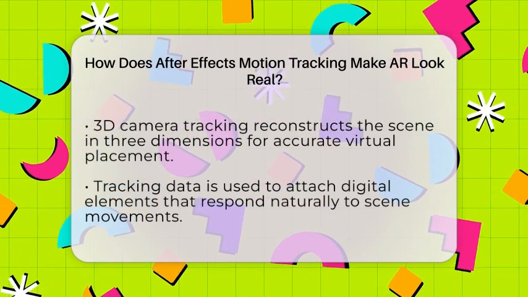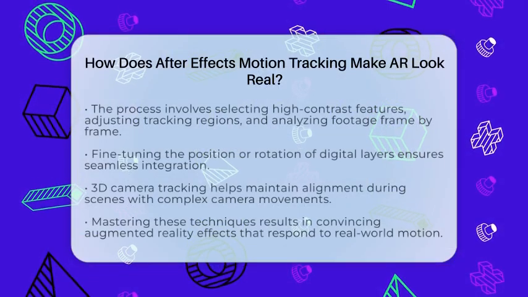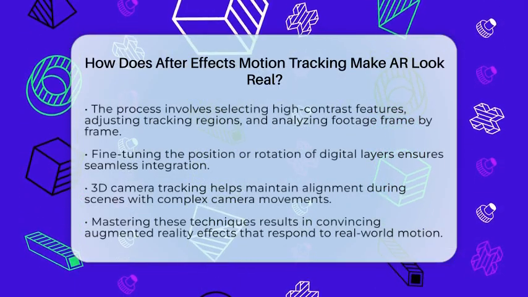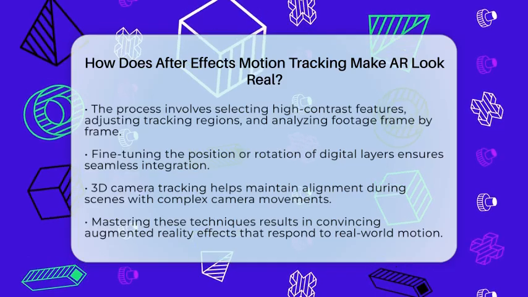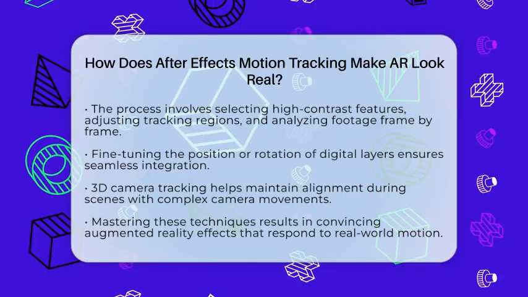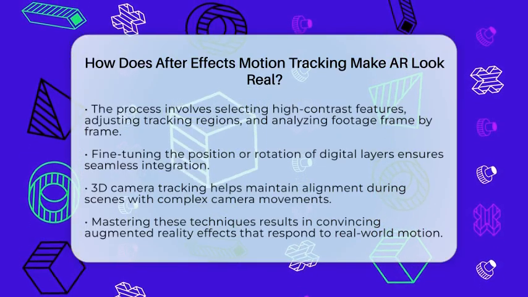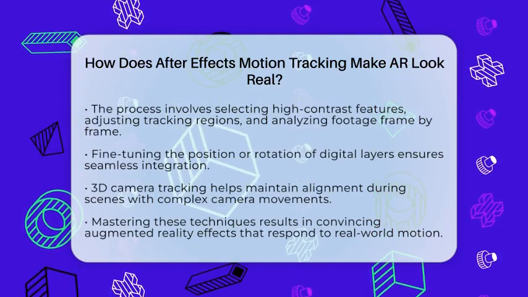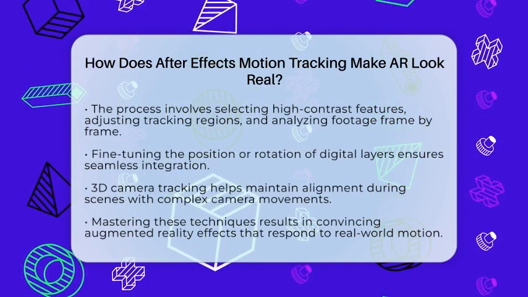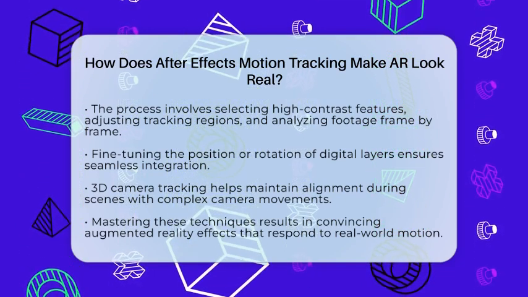When working with scenes that involve complex camera movements, you use 3-dimensional camera tracking to keep the virtual elements aligned with the perspective shifts. Mastering these motion tracking techniques in Adobe After Effects allows you to create augmented reality effects, where digital objects respond naturally to real-world movements. This makes your AR look authentic and professional.